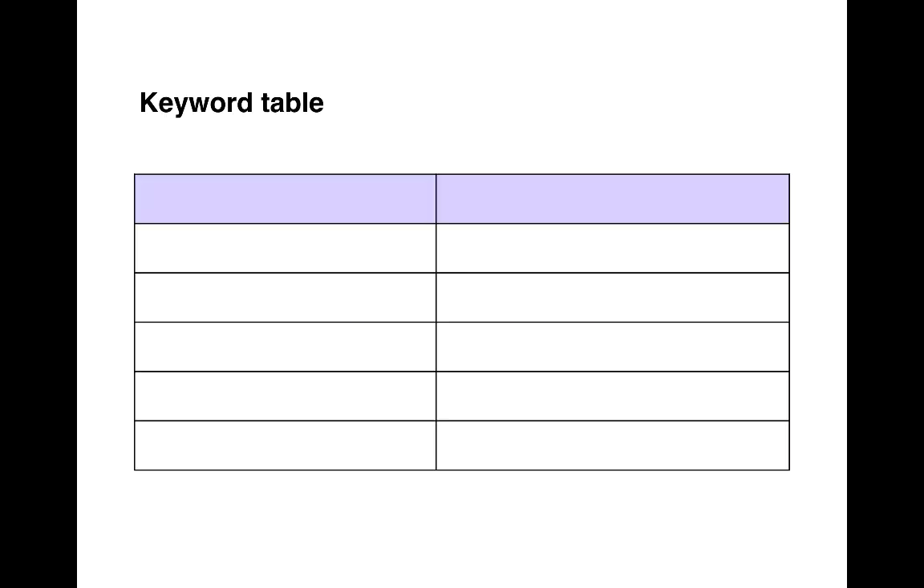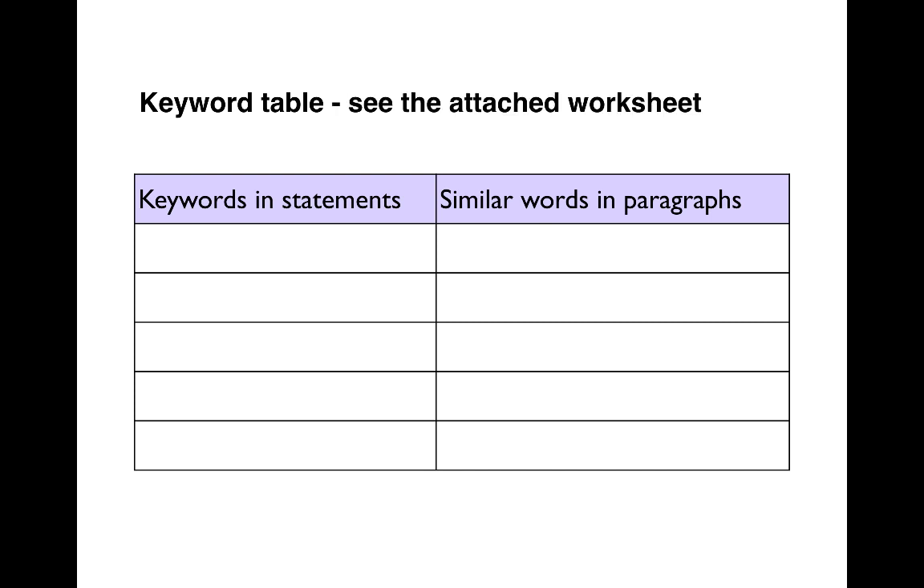The reason we do this is just to focus on the vocabulary. IELTS reading is really a vocabulary test, and it's always a good idea to keep a record of the good words and phrases that help you to get the answers. So in the left column I put keywords in the statements, the questions, and in the right column similar words in the paragraphs that got us the answers. Go to the worksheet and you'll see the full keyword table that I've done.